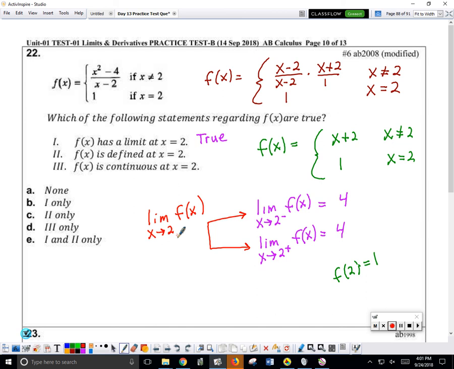I kind of need to stop calling it overall. I think it's easier to remember if I keep calling it the two-sided limit. This means two-sided limit. You've got to check both sides. This does not mean x equal to. That's what this means. Okay. Perfect. Anybody else? Awesome. So now what do we do?